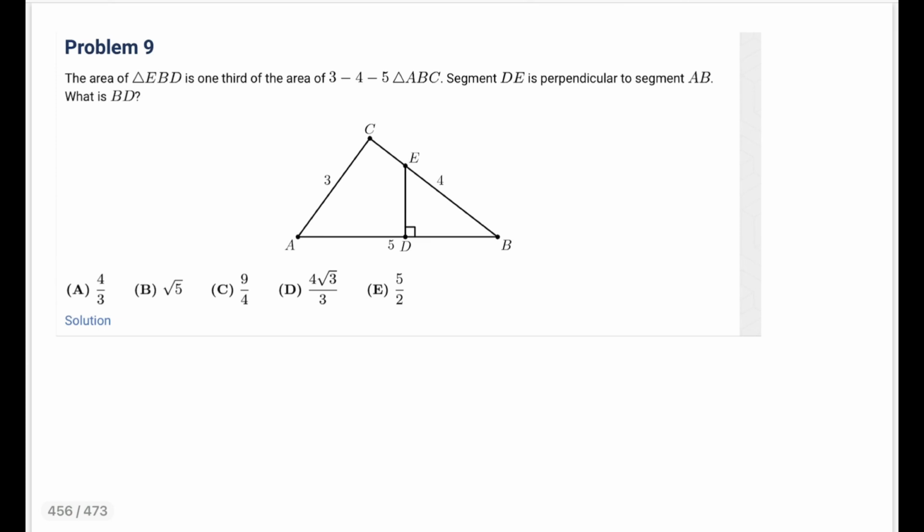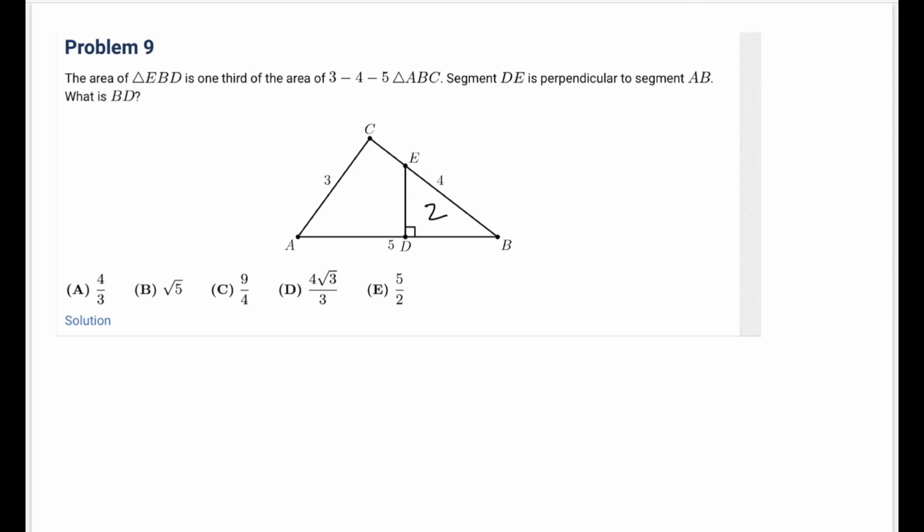Number 9, the area of EBD is 1/3 of the area of 3, 4, 5 triangle ABC. Segment D is perpendicular to segment AB. What is BD? Okay, so the total area here is 3 times 4 divided by 2. That's 6, and it's 1/3 of the area. So this much would be 2. So the area will be 2.